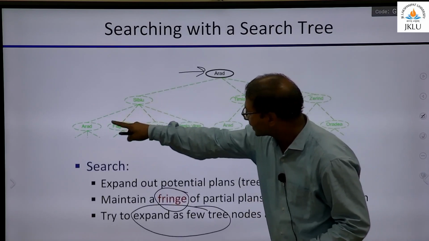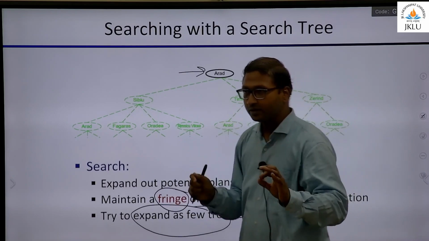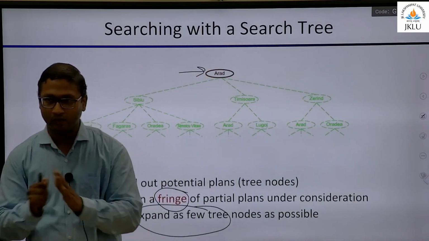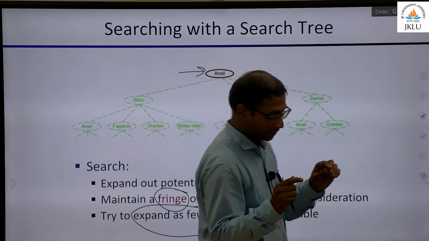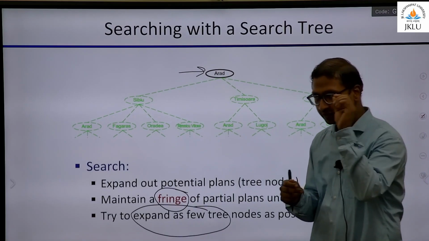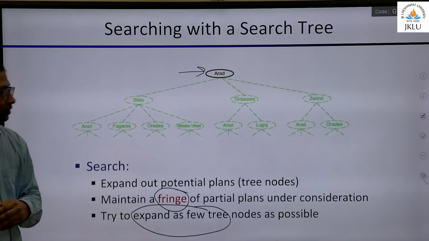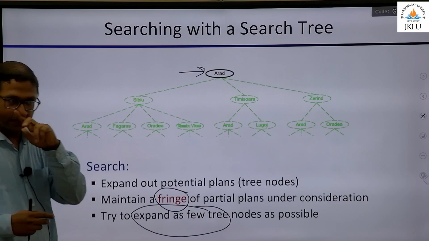So Sibiu is connected to four. Timisoara is two. You begin. You have not done anything until now. Okay. So algorithm starts, you put the first node into the fringe, which will be that node that you put into fringe, start node, which is Arad in this case.